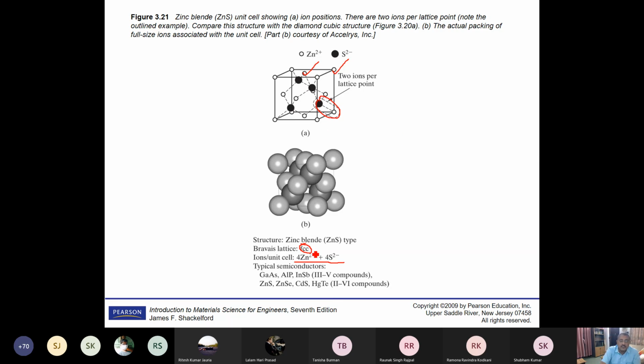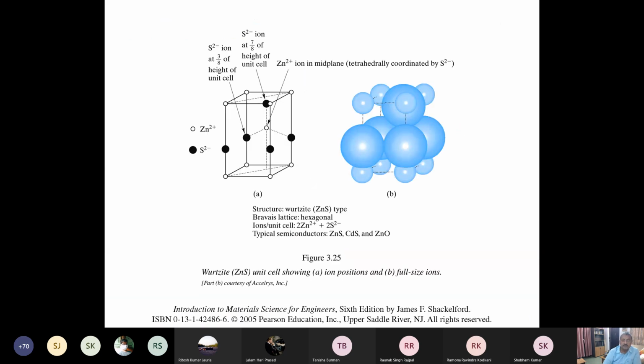So the Bravais lattice is face-centered cubic, but the structure, if it is more specifically this zinc blende type, is called a zinc blende type structure, just like 3-5 or 2-6 compound semiconductors. These are the structures I will mention. Please read it up from any book. I took the slides from Shackelford's book, so if you have access to it, you can easily find out.